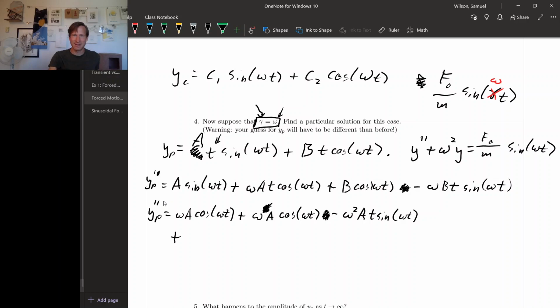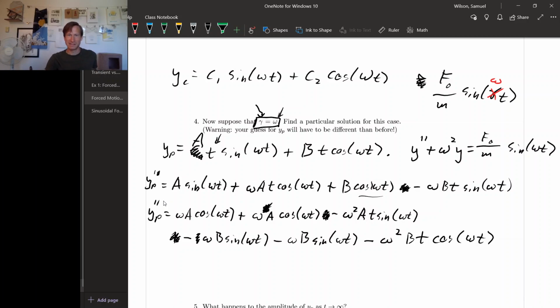Okay, plus, now we differentiate this cosine, so I guess that's minus B, we're going to get an omega from the chain rule, so omega B sine omega t plus minus, so now we're doing the product rule in this part, omega B, the t is going away, sine omega t minus, now an extra omega from the chain rule, so omega squared B t cosine omega t. Okay, yikes, what a mess.